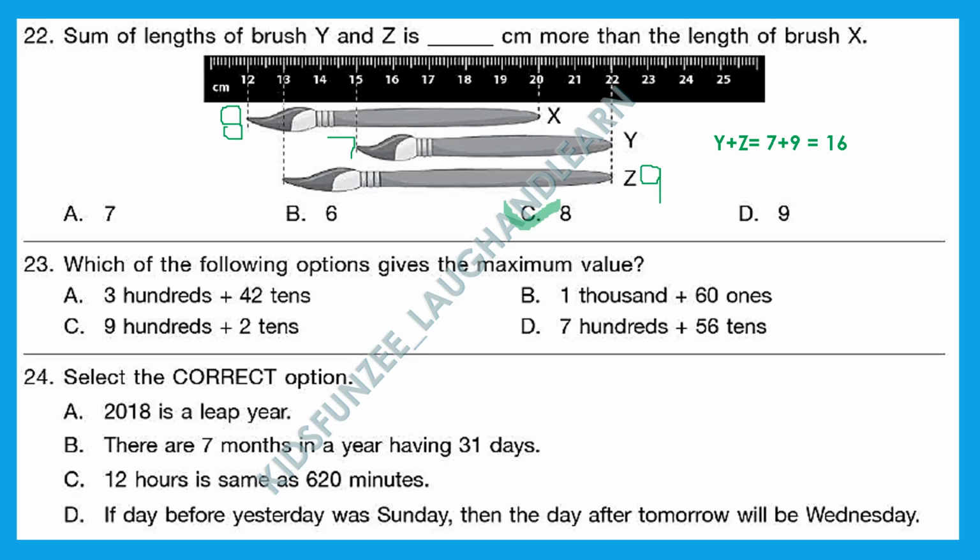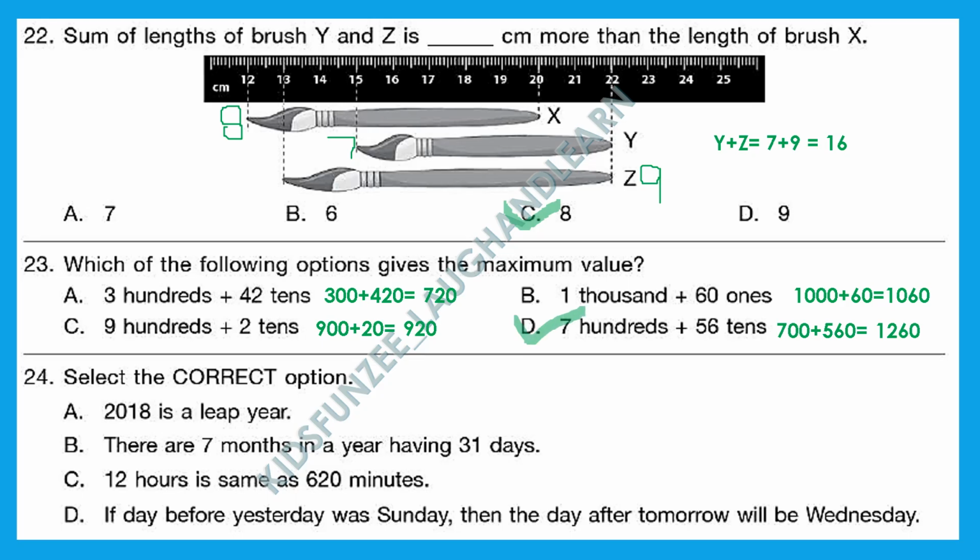300s plus 42 tens. What is it? It is 300 plus 420 gives you 720. 1000 plus 61s is equal to 1060. 900s and 2 tens equal to 900 plus 20 equal to 920. Then 700s plus 56 tens is 700 plus 560, which gives you 1260, and that is the maximum value. Option D is the right answer.